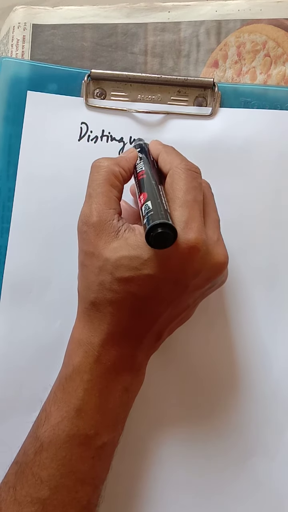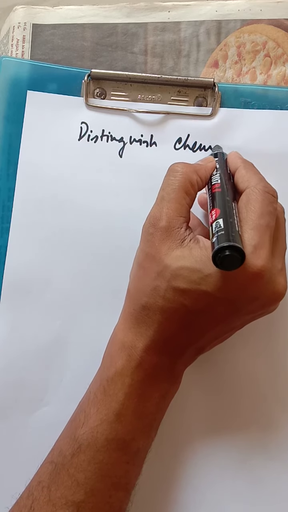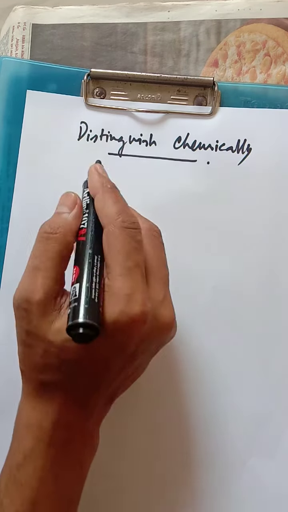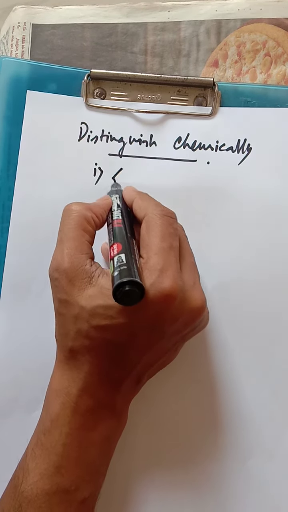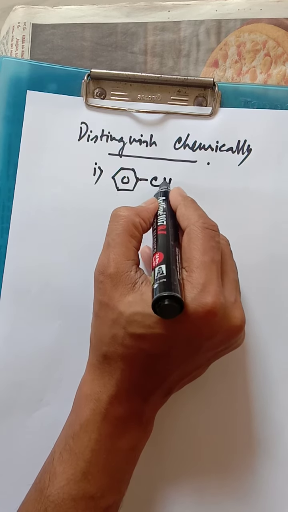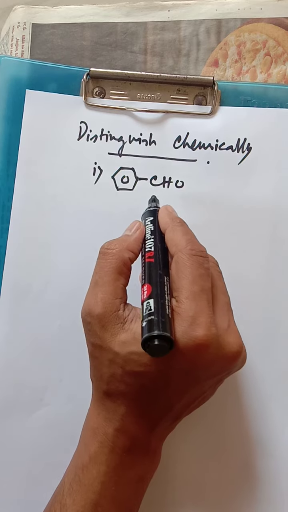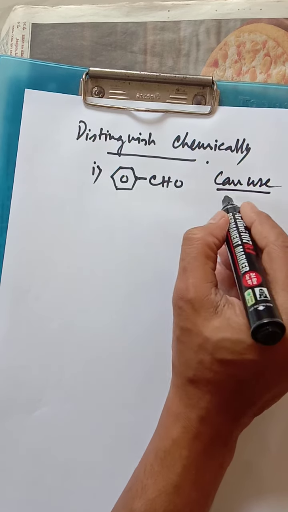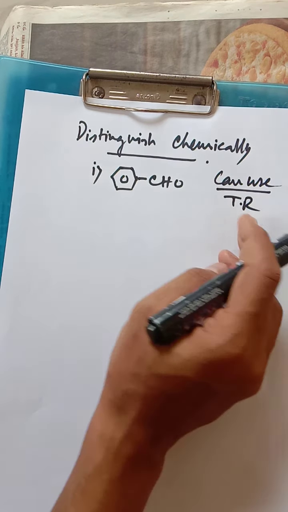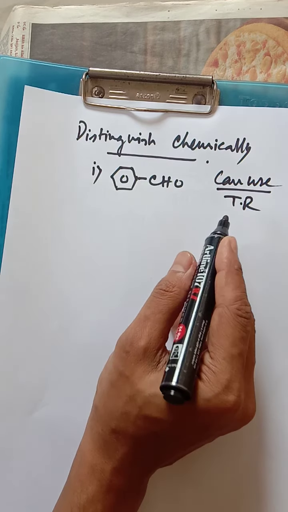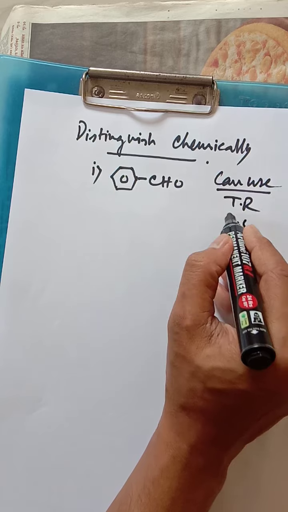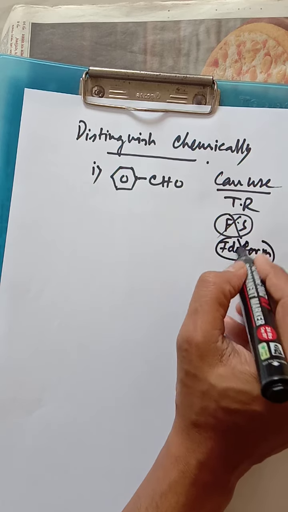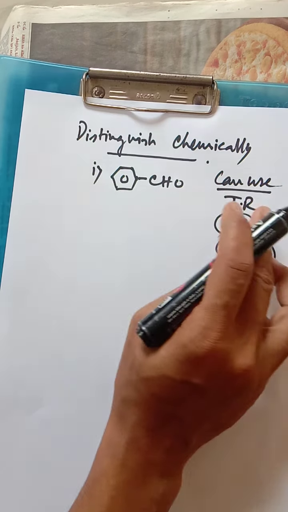Distinguish chemically. How can we distinguish chemically? What is the difference between two compounds? First of all, if benzaldehyde, C6H5CHO, is given, how can we distinguish it? We can use Tollens reagent. Mind that Tollens reagent can respond, that means a grey precipitate or silver mirror will be there. But we cannot use Fehling solution. Fehling solution cannot be used. The iodoform test cannot be used.